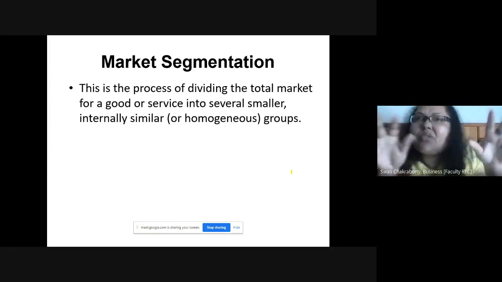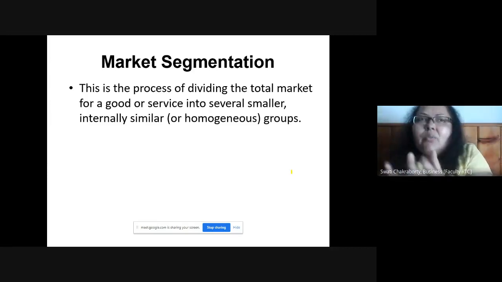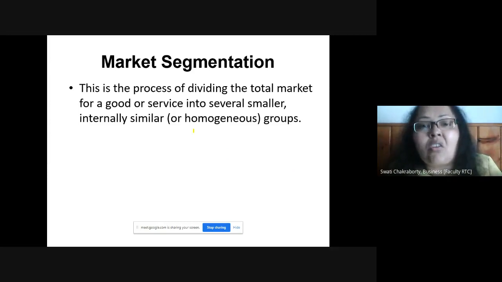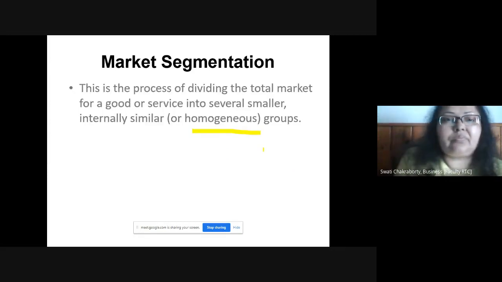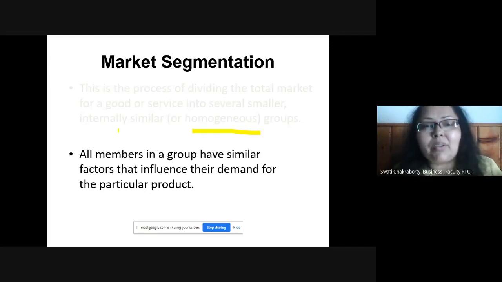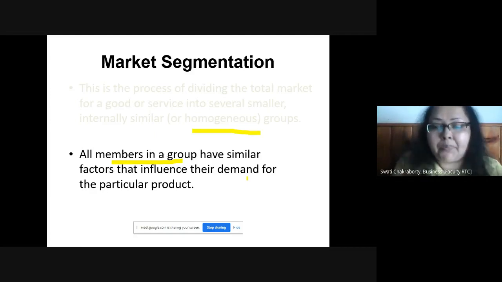So you have to divide the group in a way so that they have similarity. That's why we are talking of homogeneous. Homogeneous means similar, right? And so all the members, all the customers in that particular group have similar factors, similar characteristics. It could be with regards to the demand for the product or the choices, anything.